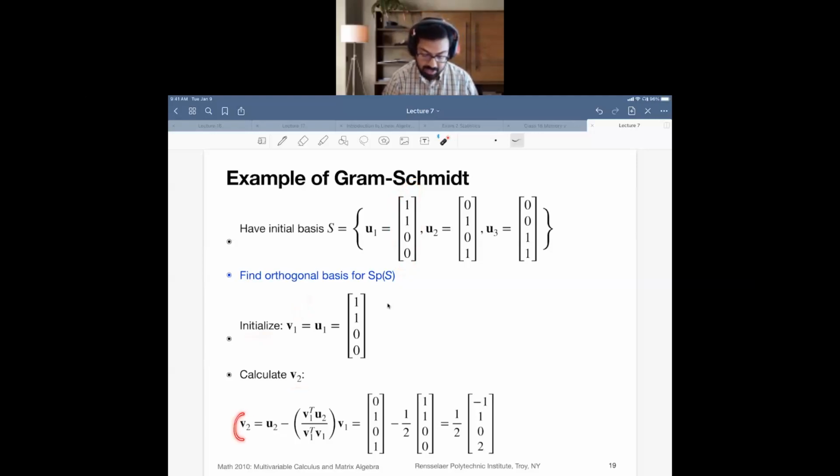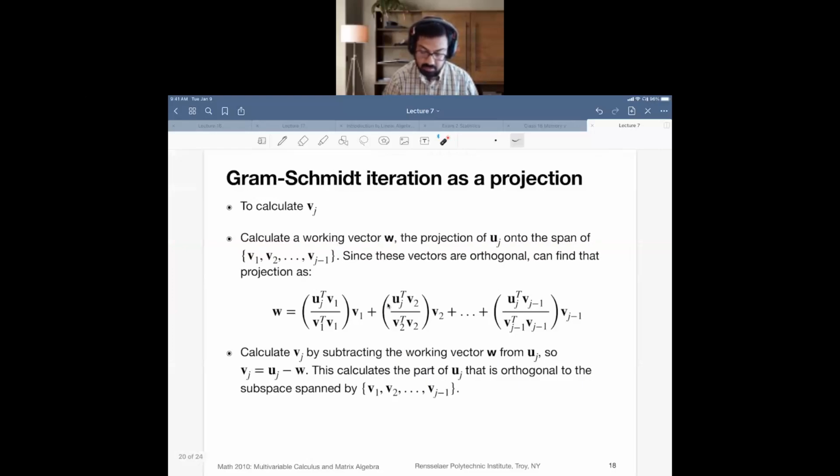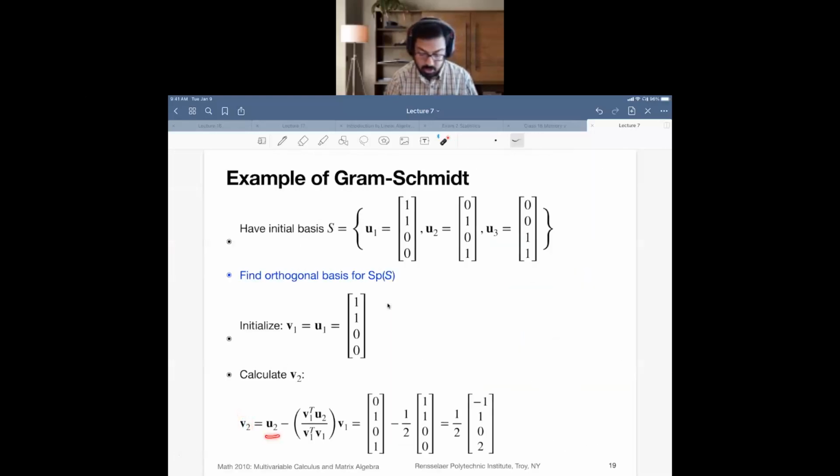How do you calculate V2? Well, V2 is going to be, using this formula here, UJ minus W. So V2 is going to be U2 minus whatever you are going to project onto V1, right? So we know U2 from here. We know V1 from here, which is the same as U1. You can plug in all those numbers and do the calculation to get V2. So V2 is going to be perpendicular to the span in which you have V1. So you've got your V2.